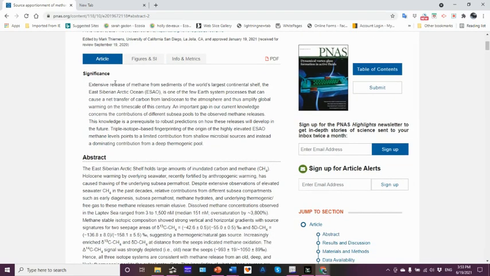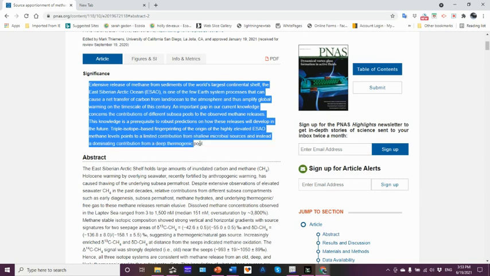So, they sum up the significance of this paper, or maybe the journal did. Okay, so what do we have here? Excessive release of methane from sediments of the world's largest continental shelf, the East Siberian Arctic Ocean, ESAO for short, is one of the few Earth system processes that can cause a net transfer of carbon from land and ocean to the atmosphere and thus amplify global warming on the time scale of this century.